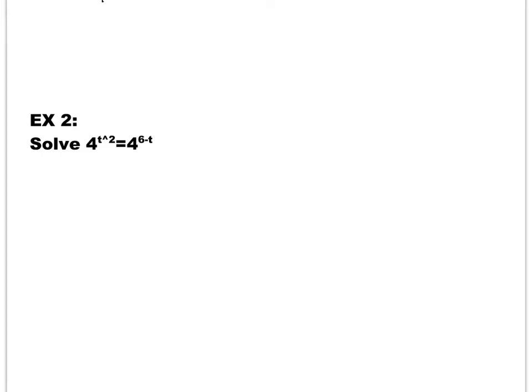In the next example, we have 4 exponent t squared equals 4 exponent 6 minus t. Since the bases are both equal to 4, this means that the exponents have to be equal. So this means t squared has to be equal to 6 minus t. If I move both of them to the left, I get t squared plus t minus 6 is equal to 0. Now, since the coefficient of t squared is 1, I can use sum and product to factor this one out. Find two numbers whose product is negative 6 and whose sum is 1. Those two numbers are 3 and negative 2.